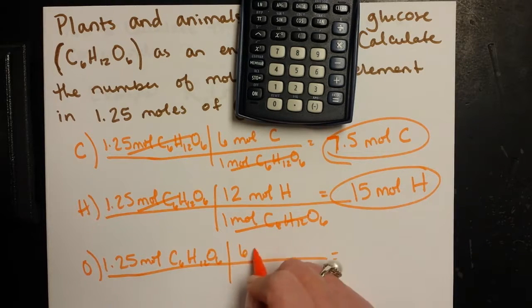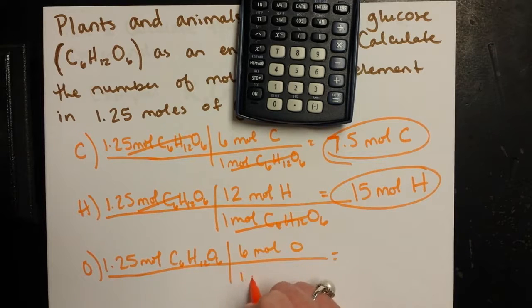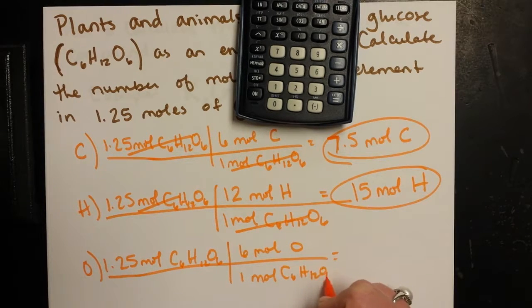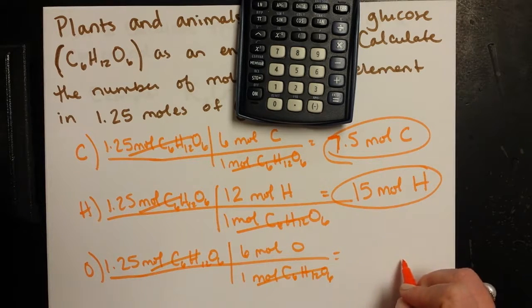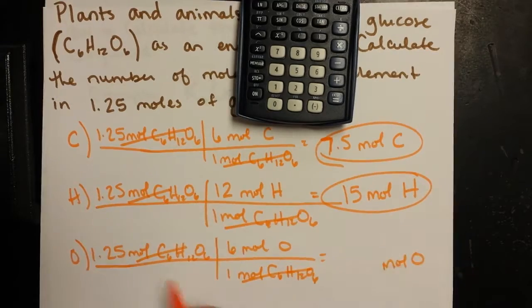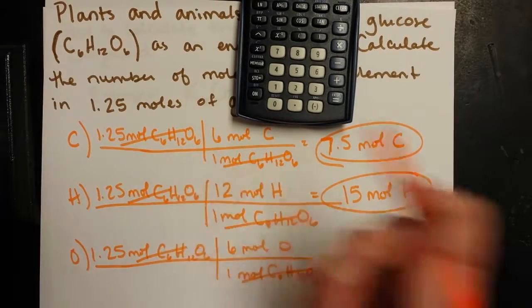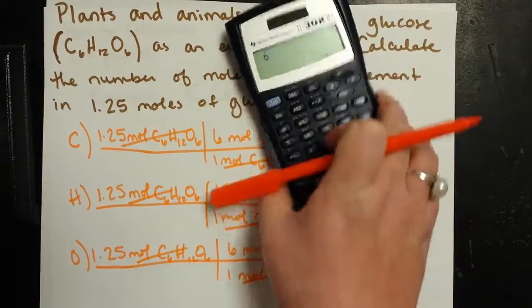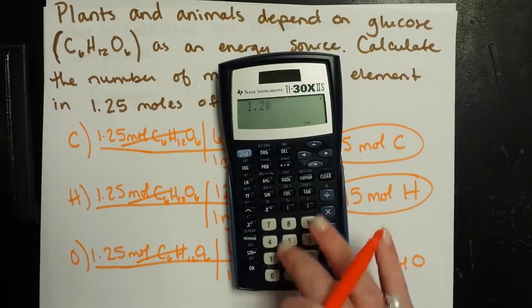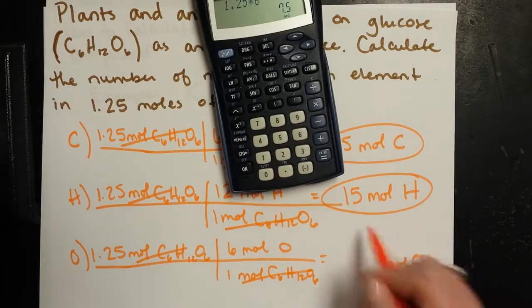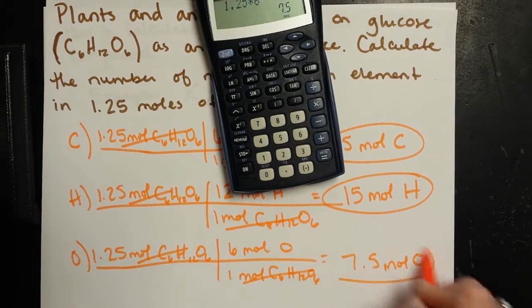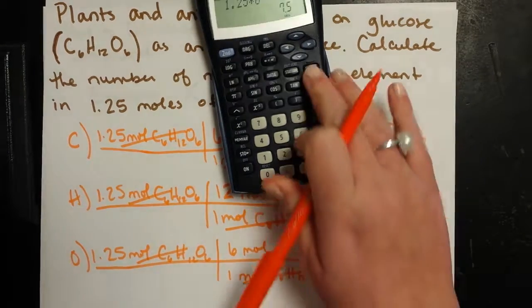All right, so I know I should have 6 moles of oxygen for every 1 mole of glucose. Okay, my moles of glucose cancel, and I'm left with moles of oxygen. So I got 1.25 times 6. Look, it's the same thing I had up here. Just for fun, just so we can see that process, we still get 7.5. Okay, there you go.